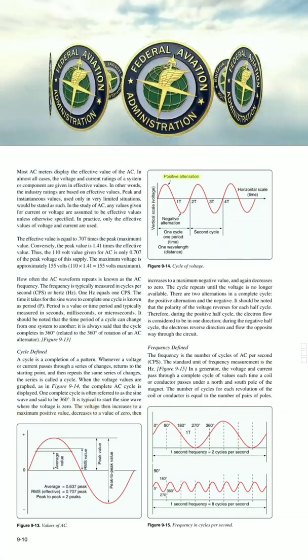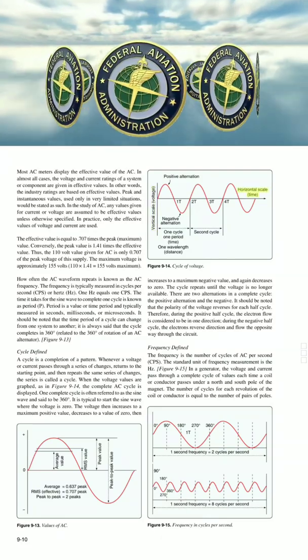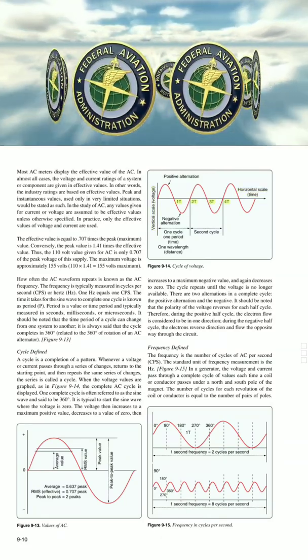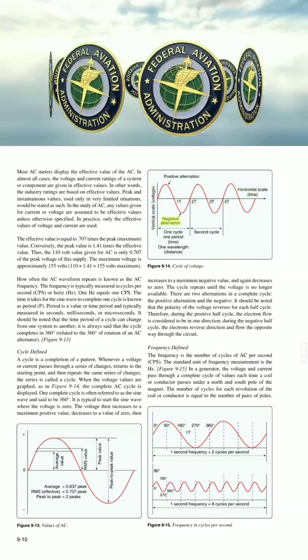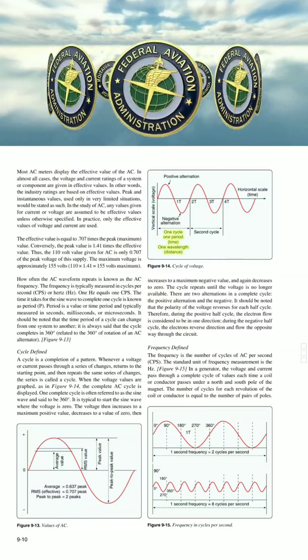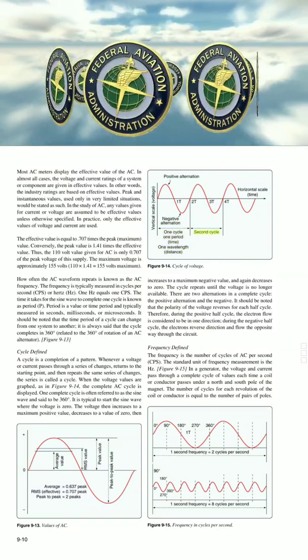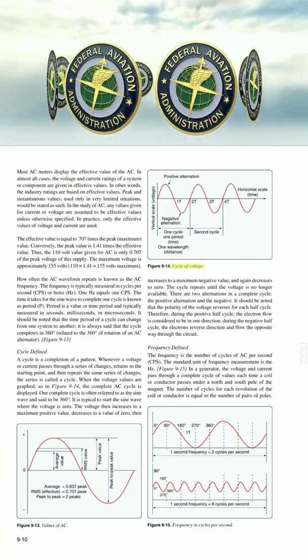Positive alternation. Vertical scale, voltage. Horizontal scale, time. 1t, 2t, 3t, 4t. Negative alternation. One cycle, one period, time, one wavelength, distance. Second cycle. Figure 9-14. Cycle of voltage.